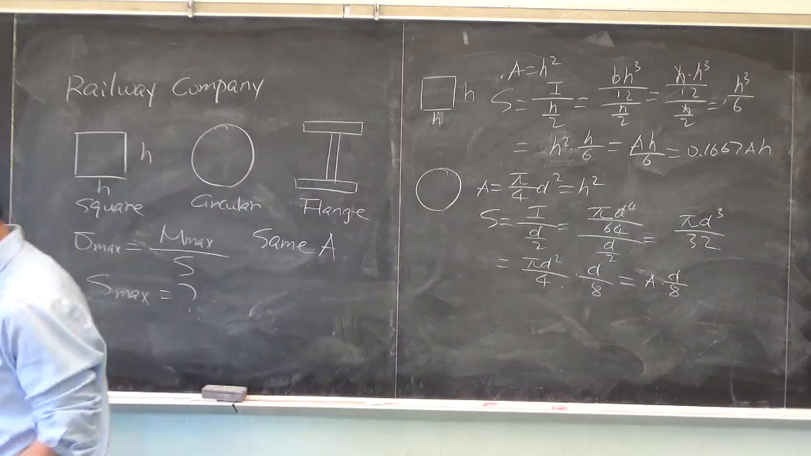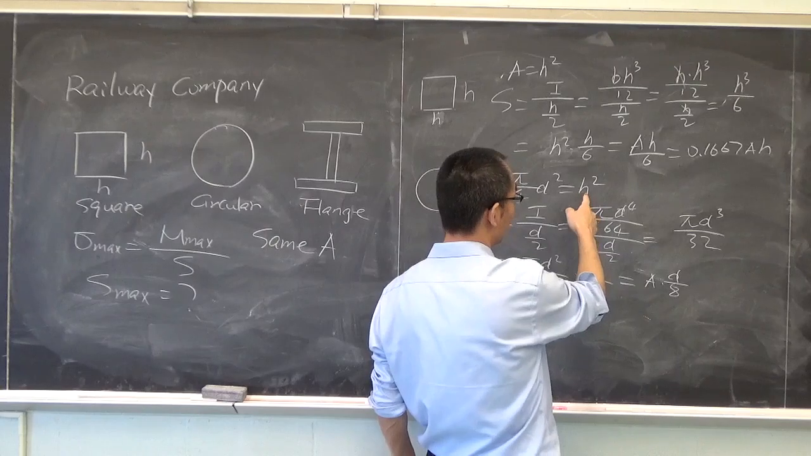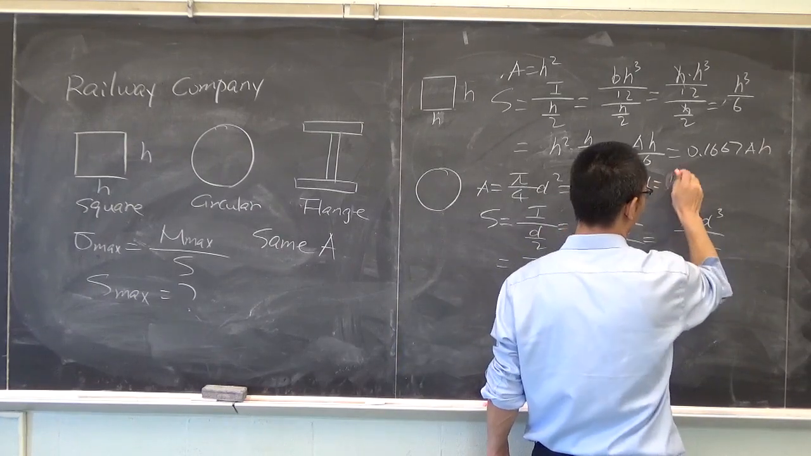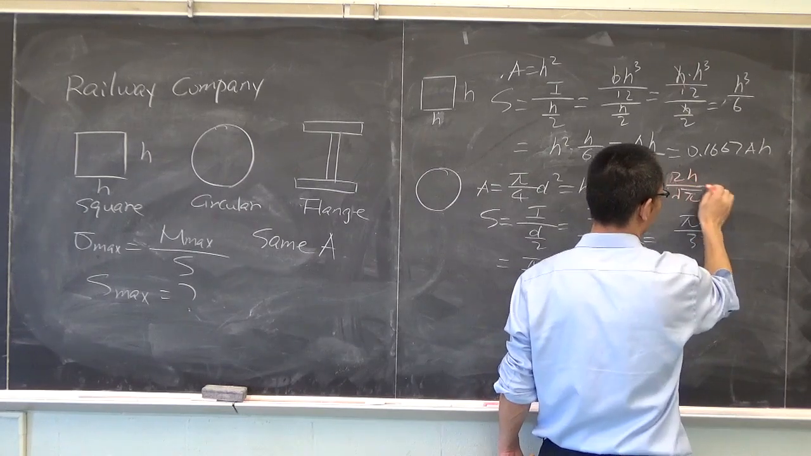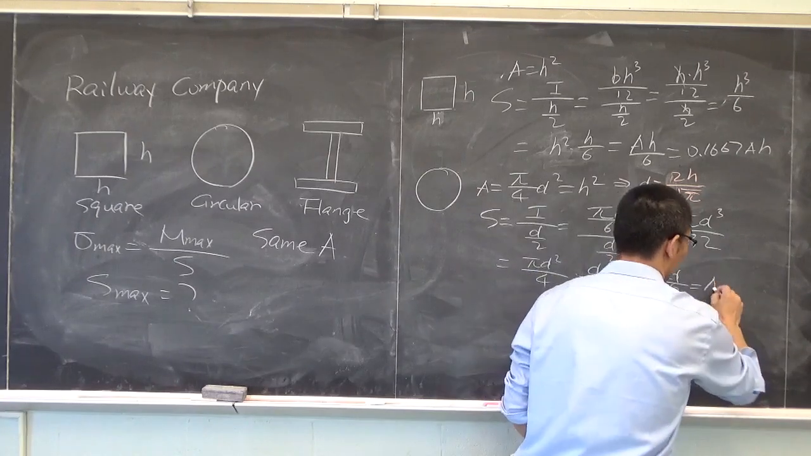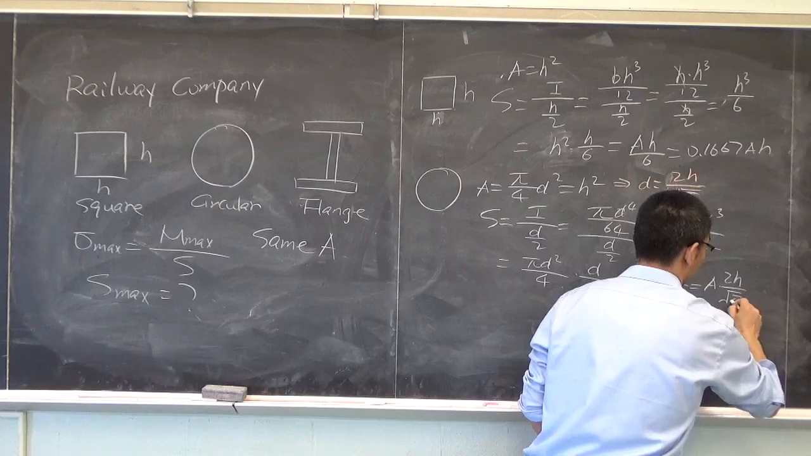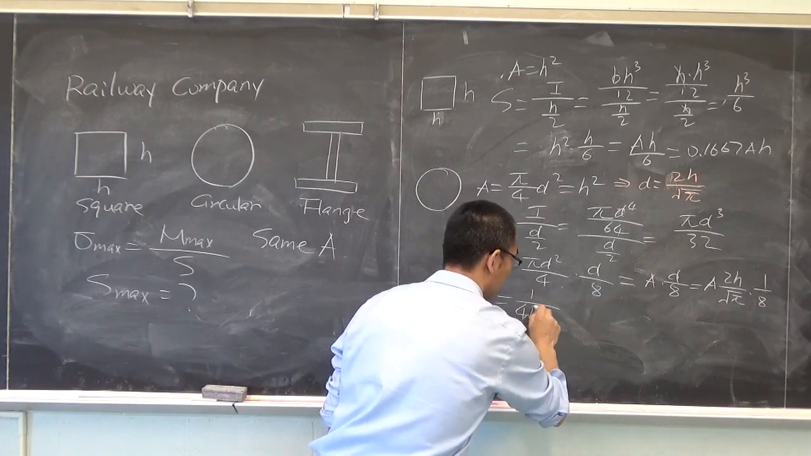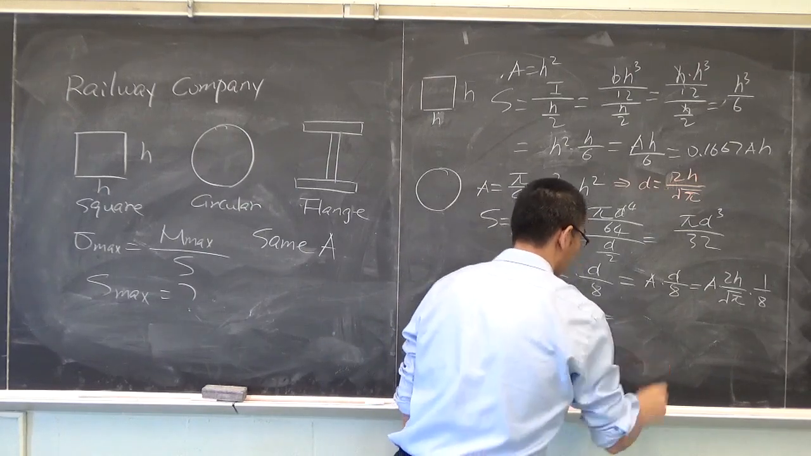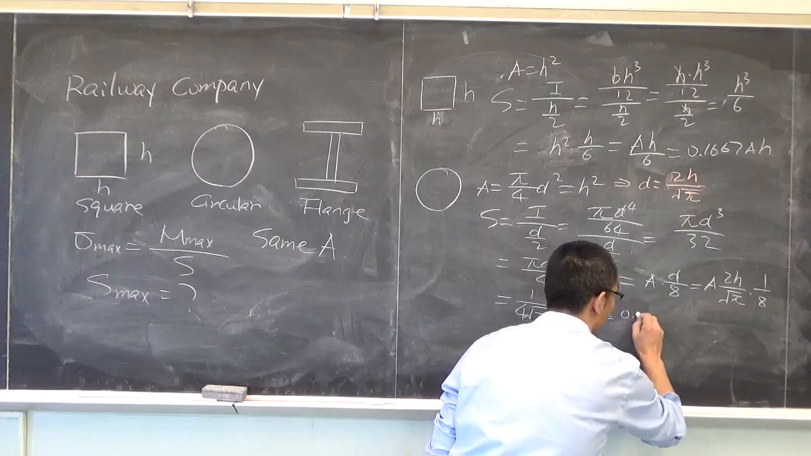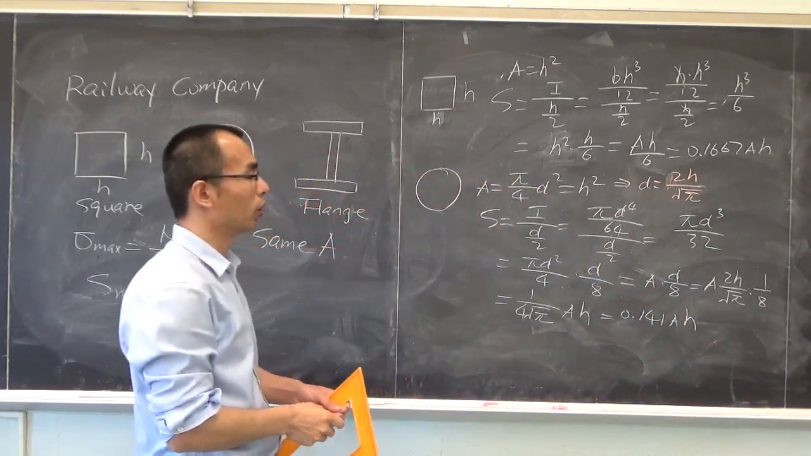Okay. For this one, if we use h to express d, so d will be equal to h. So now, I can rewrite this one, it will be equal to A, 2h, right? So this one should be equal to A h. So this one will be equal to... Okay, we'll stop here a little bit.